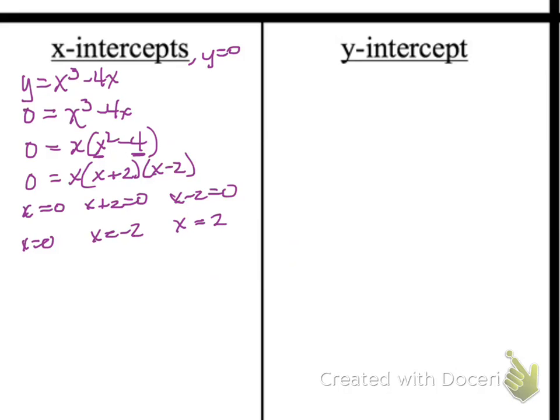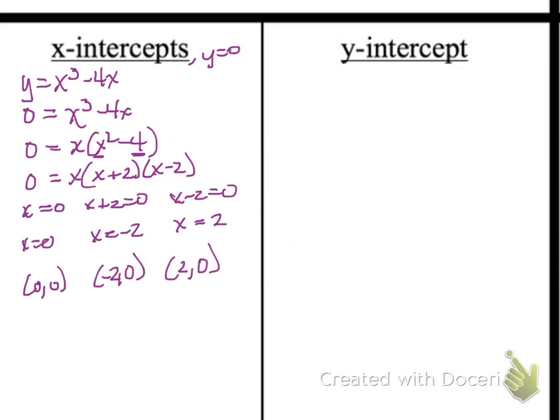And so then I know y is 0 for all of my x-intercepts, so I've got (0, 0), (-2, 0), and (2, 0), which is the same thing I had above in my graph up there.